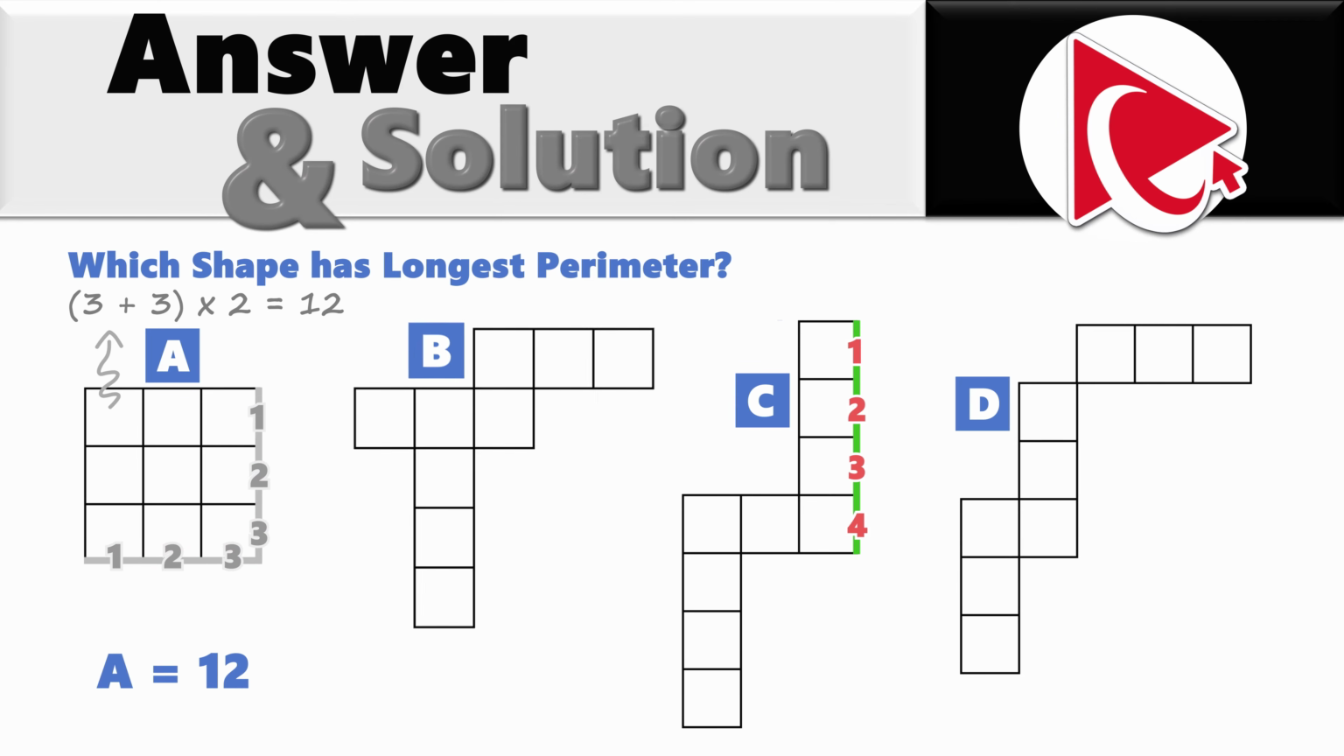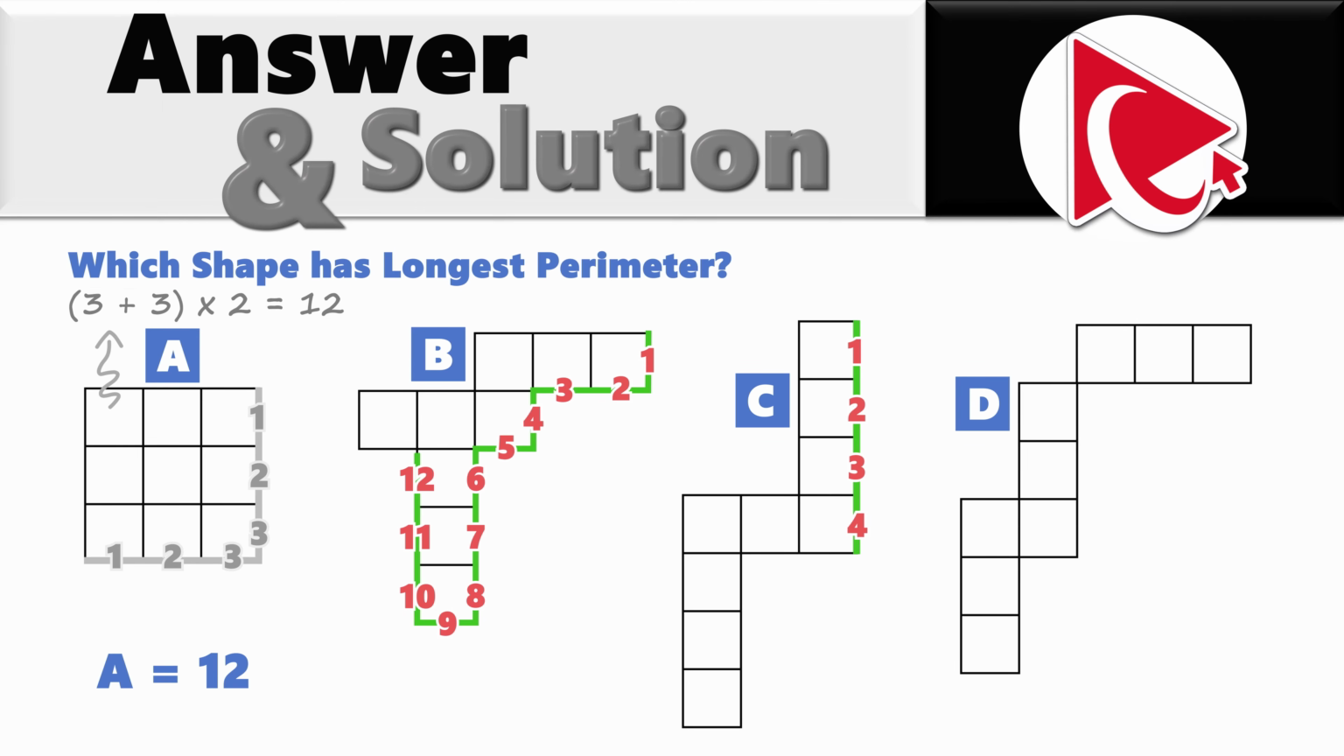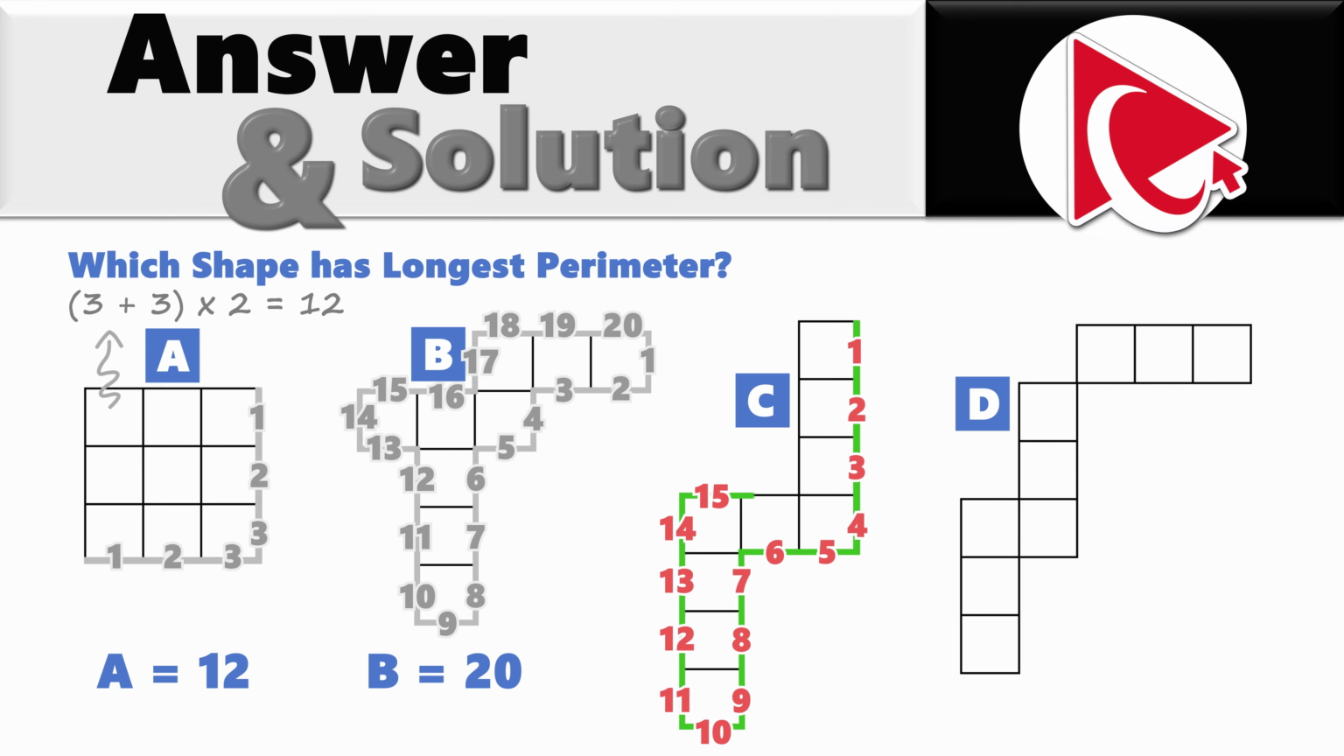Now let's look at shape B. Here we need to manually count the boundary squares. Let's do it together. 1, 2, 3, 4, 5, 6, 7, 8, 9, 10, 11, 12, 13, 14, 15, 16, 17, 18, 19, and 20. So the perimeter for shape B consists of 20 units. The same thing is for shape C. Please verify my math, and if I made a mistake, post it in comments.